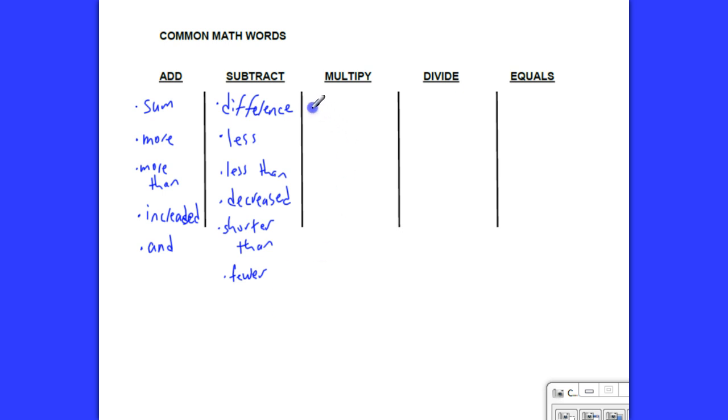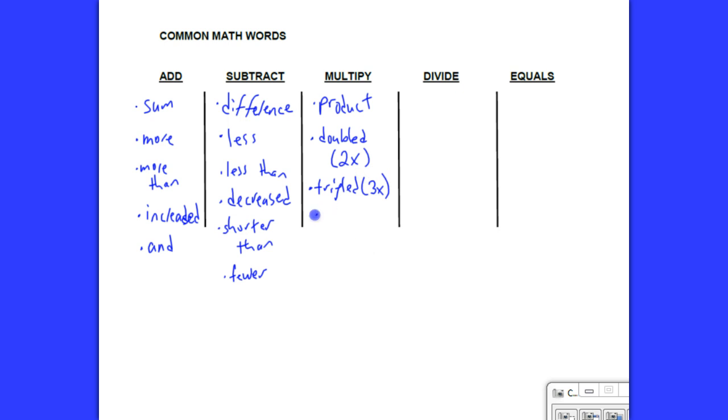How about multiply? A really popular one that you need to know is product. Another way, I could say something doubled. If you say something doubled, basically that means 2 times the amount. And on that note, you could say tripled. His amount of money tripled. That would be 3 times. I know quadrupled is another one.